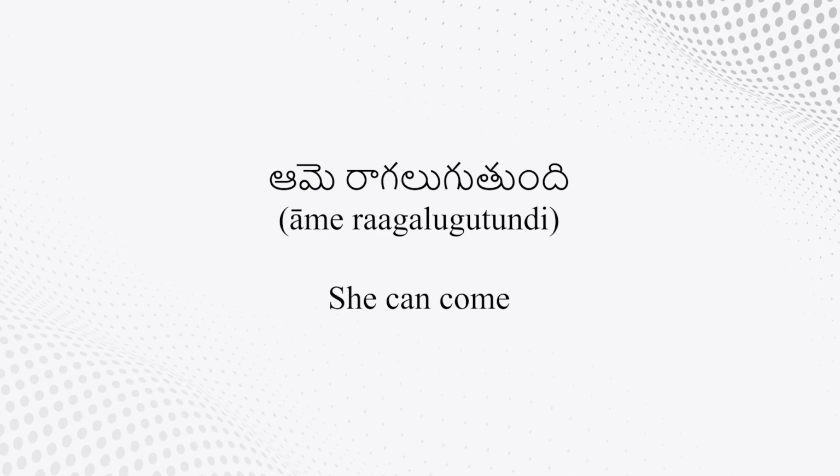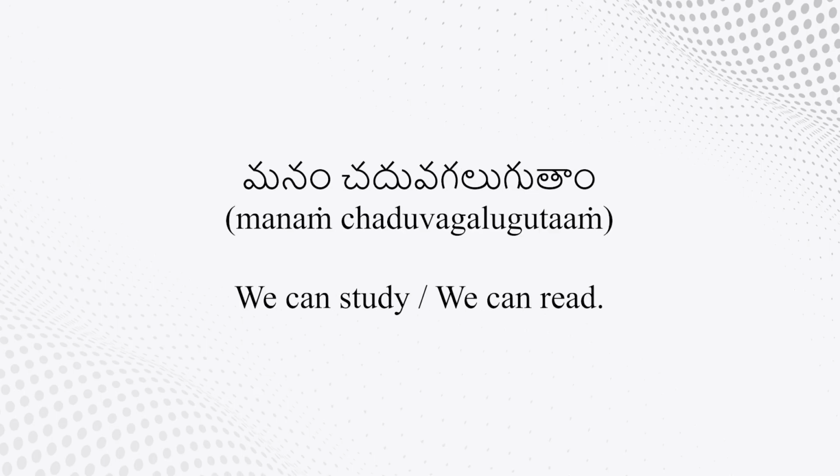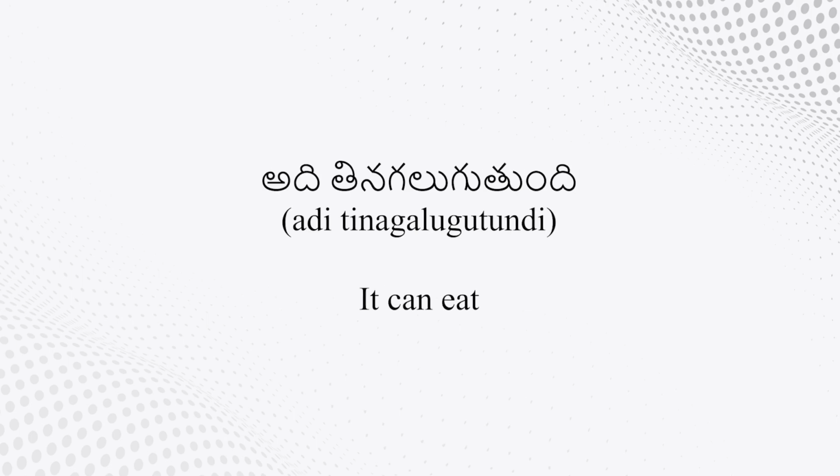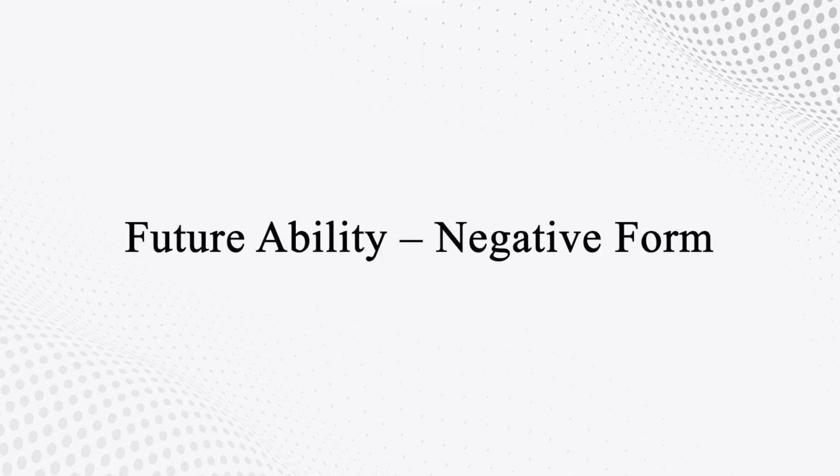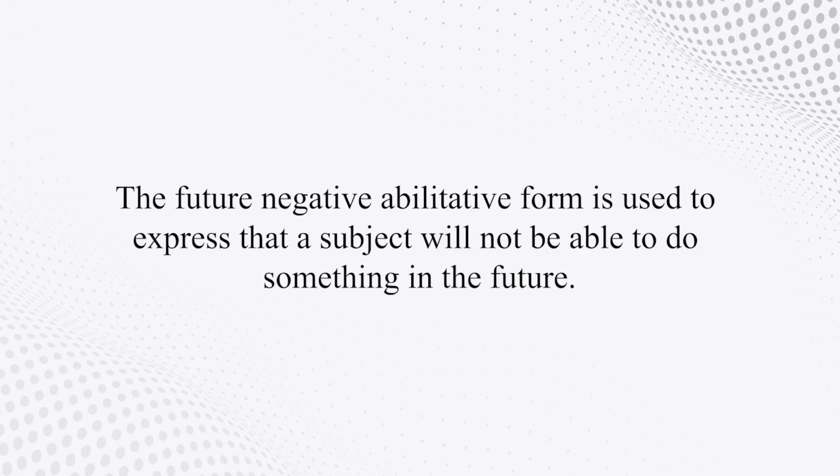Observe the sentences. ఆమె రాగలుగుతుంది. She can come. మనం చదవగలుగుతాం. We can study or we can read. అది తినగలుగుతుంది. It can eat. Next one, future ability negative form. The future negative abilitative form is used to express that a subject will not be able to do something in the future.